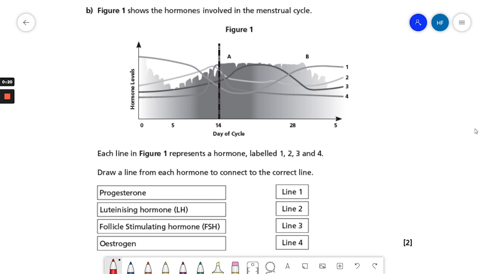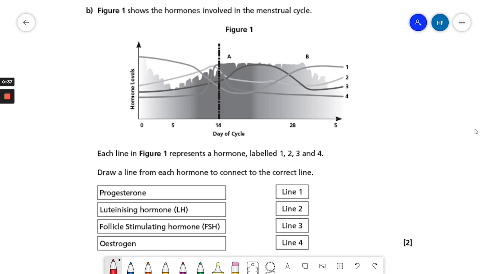Draw a line from each hormone to connect to the correct line, and the hormones we have are progesterone, luteinizing hormone, follicle stimulating hormone and estrogen. Now there's quite a lot of information in that graph, so let's start by having a closer look at that.